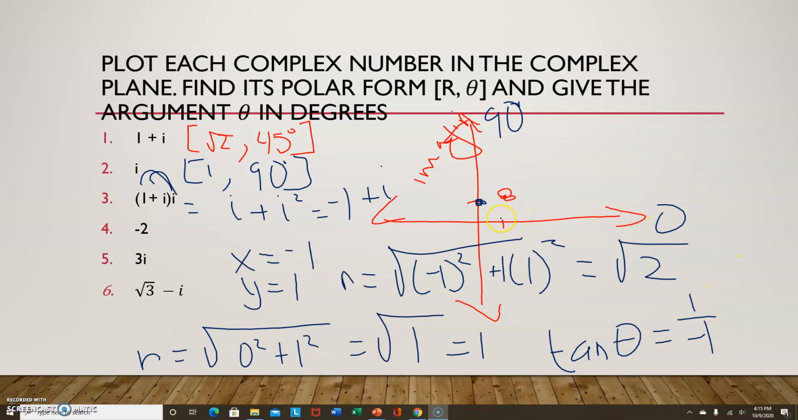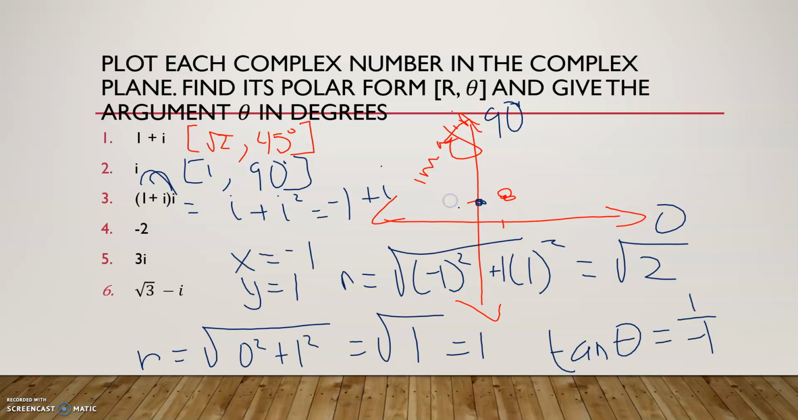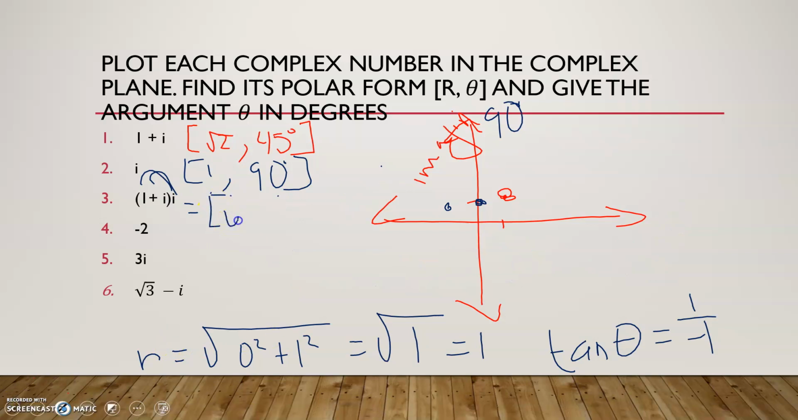And I actually forgot to graph it. We have -1 plus i, so it's right here. So we can see that it's in quadrant 2. If I look at my unit circle for quadrant 2, where would I get -1 at? It'll be 135. So let me erase some of this again. It would be root 2 and then 135.